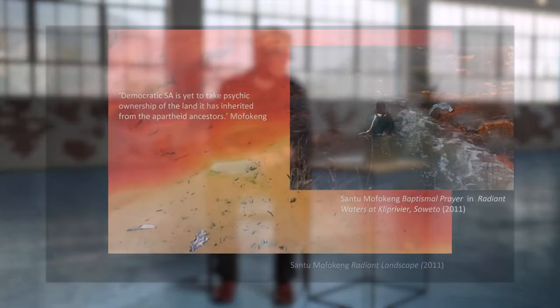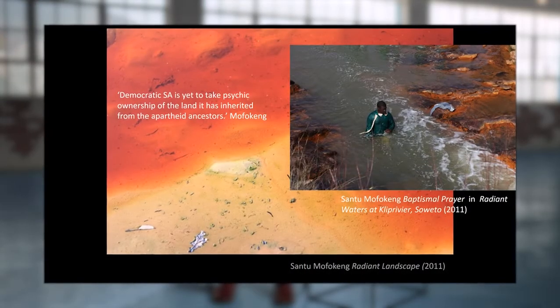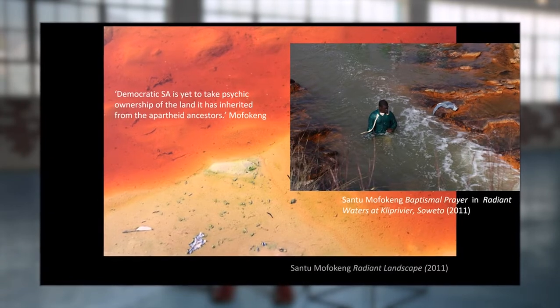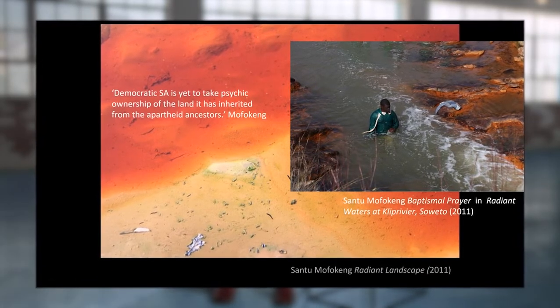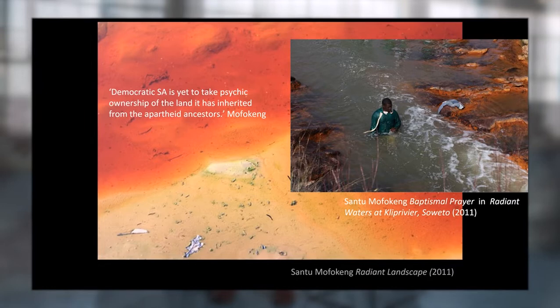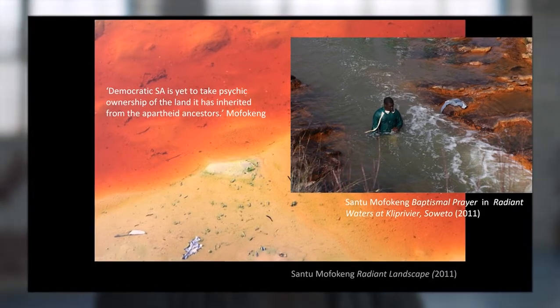He said, democratic South Africa has yet to take psychic ownership of the land it has inherited from the apartheid ancestors. And it's partly to do with the political, socio-political and historical battles that continue in South Africa. And therefore, the key issue there is land. There was an exhibition on land in the National Gallery in Cape Town, and there were fewer images of land and more images of people.